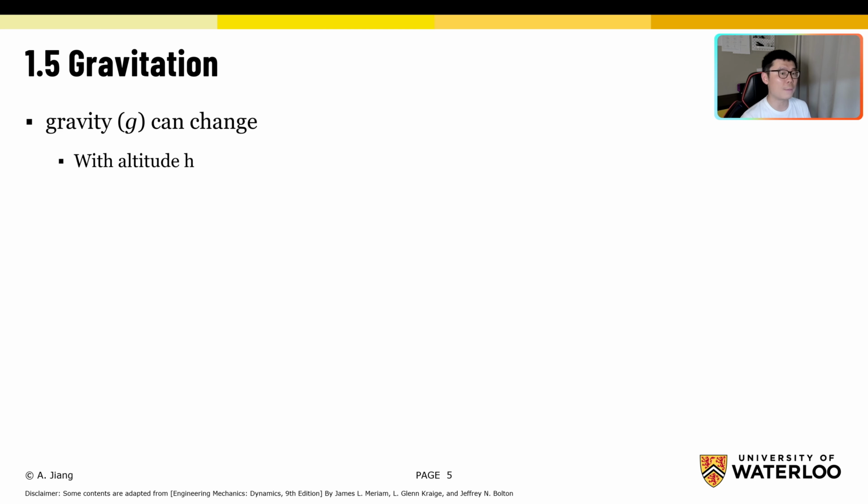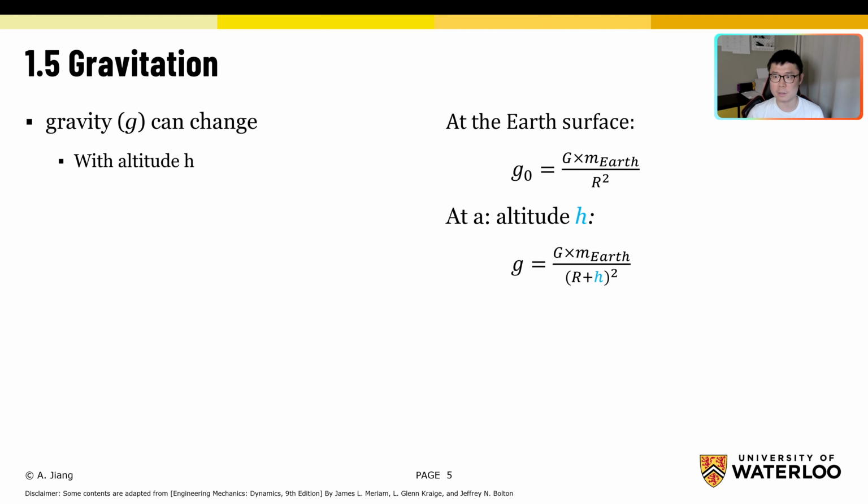Through mathematical operations, we're able to derive an equation to calculate the gravity at different altitudes. So let's take a look here. At the Earth's surface, we have g naught, it's G times the mass of the Earth over the Earth radius squared, and at altitude h, our distance in the denominator changed from r to r plus h, is center to center distance, remember?